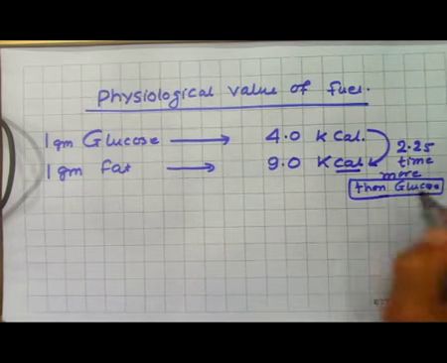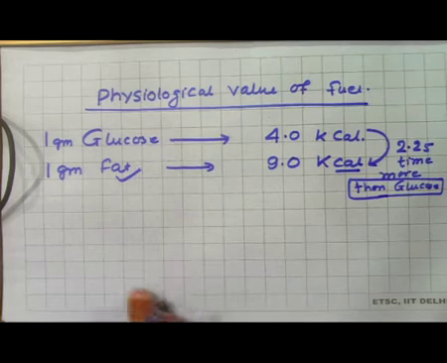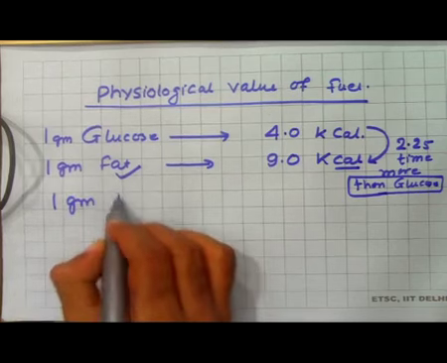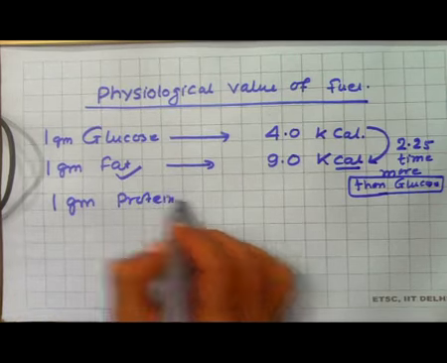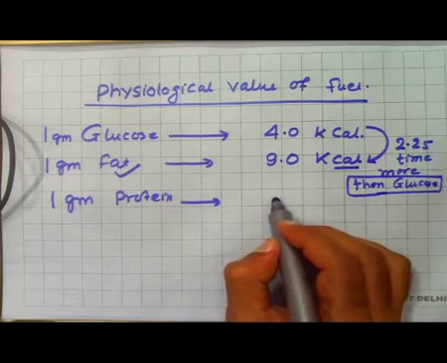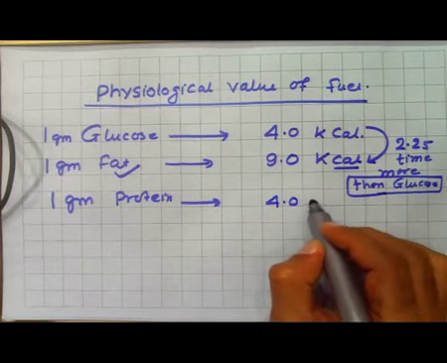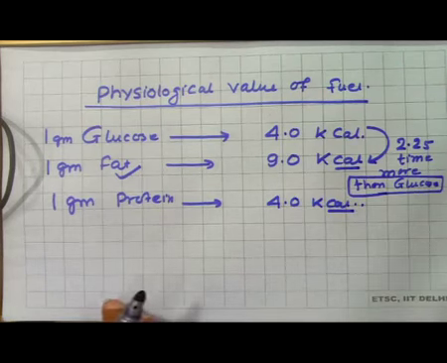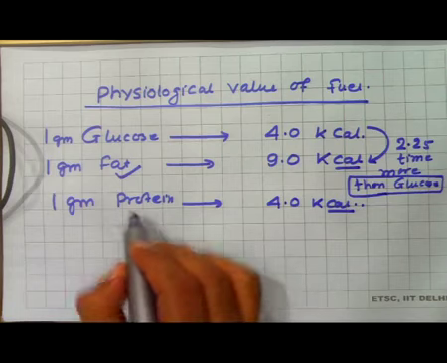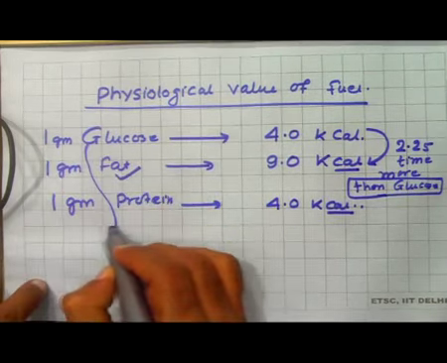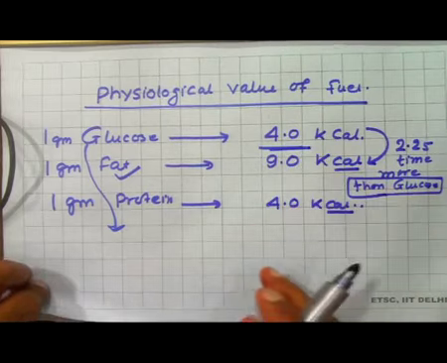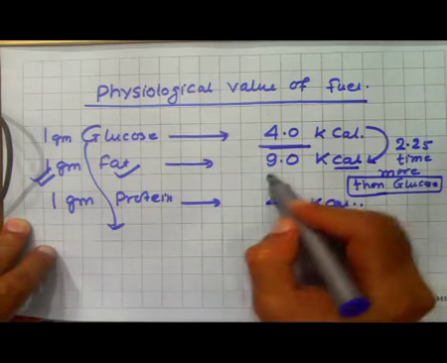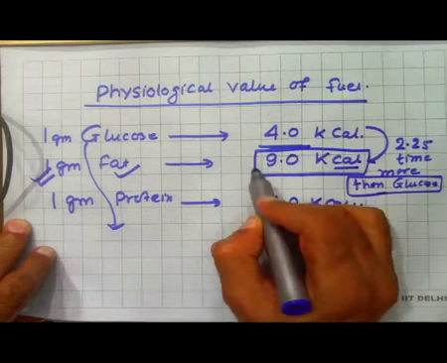But fat is not stored easily. In the case of the camel, it is stored in the hump. 1 gram of protein or amino acids, when oxidized, also gives 4.0 kilocalories of energy. Mainly the respiratory fuel is glucose, which gives 4.0 kilocalories of energy, but the most kilocalories are given by fat.